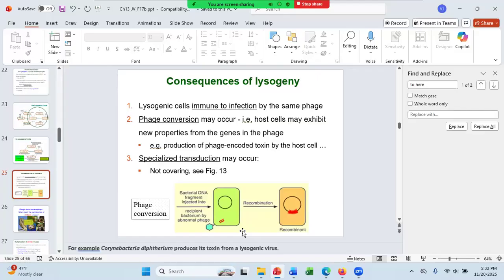So yes, your illness caused by a bacteria may depend on whether the bacteria itself is infected with a virus. And Corynebacterium diphtheriae is much worse if it can encode the diphtheria toxin. And that only happens when the bacteria has a lysogenic virus inside it. Any question about any of that?